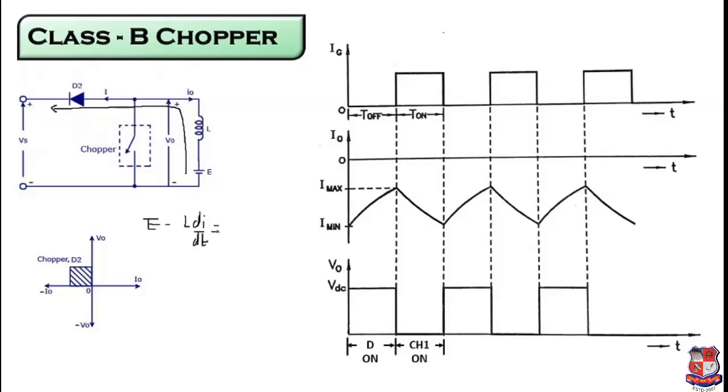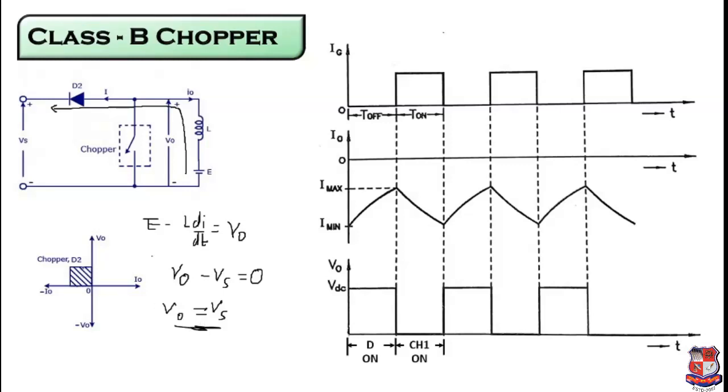This much will be equal to, and minus, so this much is nothing but VO. Okay, this is with the output voltage, and further if you write the equation, then this is nothing but VO minus Vs, this will be equal to 0. So your output voltage is equal to Vs. So it means that output voltage is positive.